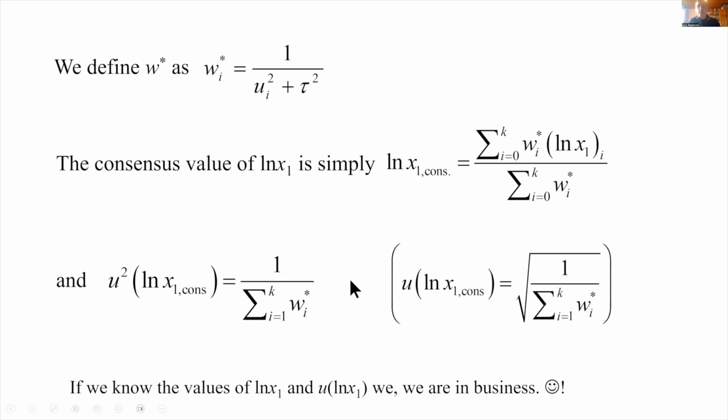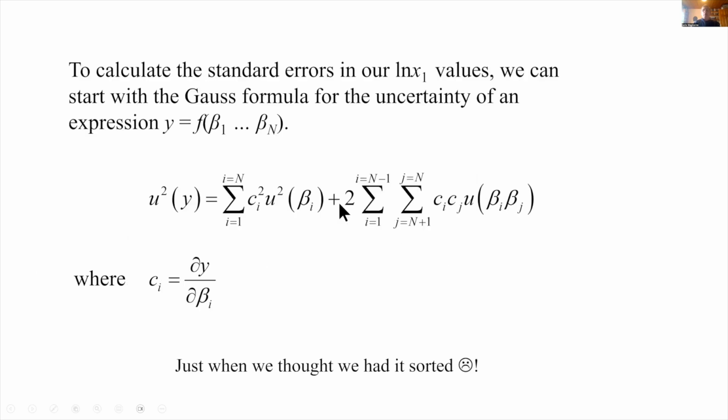That's not difficult. And moving on again. The variance in the experimental values is simply 1 over the sum of the W star values. So if we know ln X, we know how many systems we've got, and we know the uncertainty in ln X, we've everything we need to know. We can calculate all this, get our consensus values, and we're done. Oops, sorry, I think we went through 2 slides.